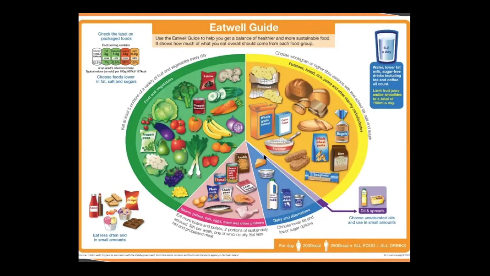There's also a little emphasis on having oils and spreads in smaller amounts. It looks at dairy or alternatives, so if you're lactose intolerant or you're vegan, it gives an option there to have a soy alternative. Then there's an emphasis on protein based foods, so it shows that protein is obviously important too: beans, pulses, fish, eggs, meat, and other proteins. If you are vegan, again, it's got alternatives there, beans and pulses.